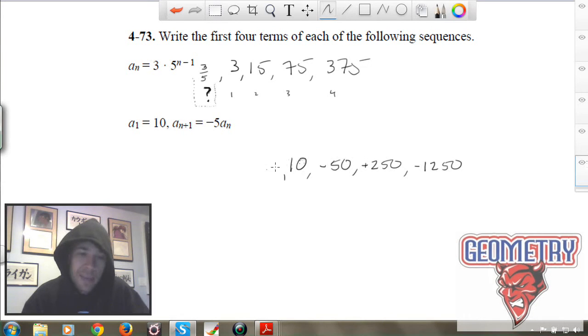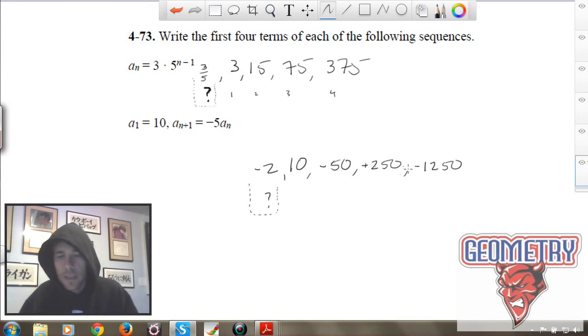If you wanted to go back, we want to try and find this first term. Well, instead of multiplying by negative 5, we could just divide by negative 5 and see what it was, and so this would end up being negative 2. If you decided to use n is 0 as the first one. But I think they're starting at 10, negative 50, positive 250, negative 1,250.